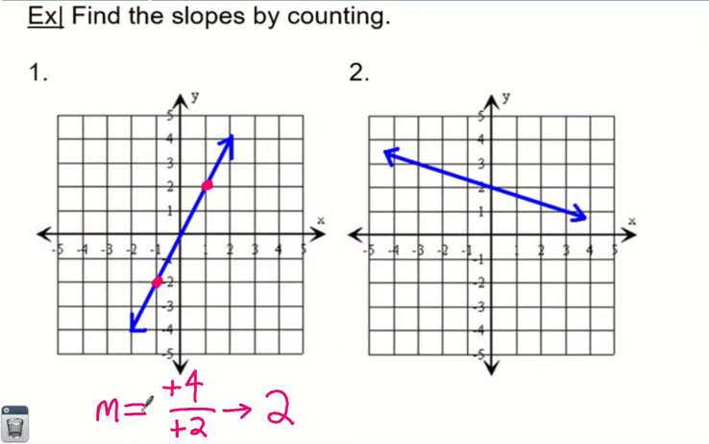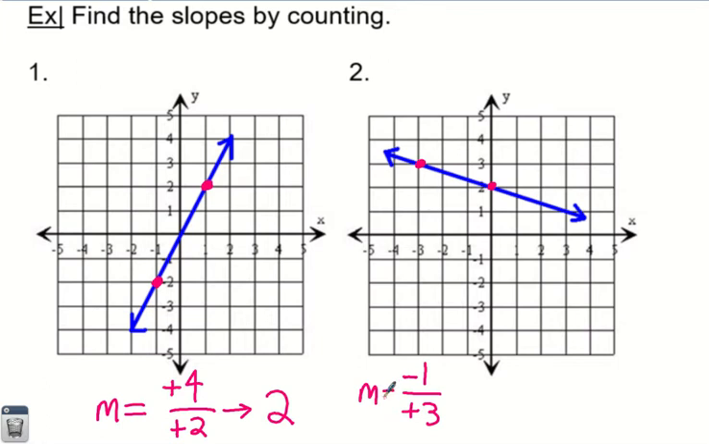Example 2. I see this as a nice spot to start counting, and it looks like right there could be a nice spot to stop counting. So here we go. Now, as I think to do my rise first, it looks like I'm going to go down. I got to go down, you know what I mean? So down 1, and going down is a negative direction. So my rise is negative 1, and then my run is to the right, 1, 2, 3. So that's positive 3.